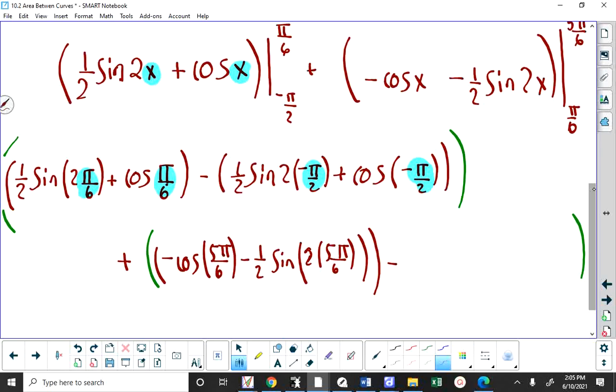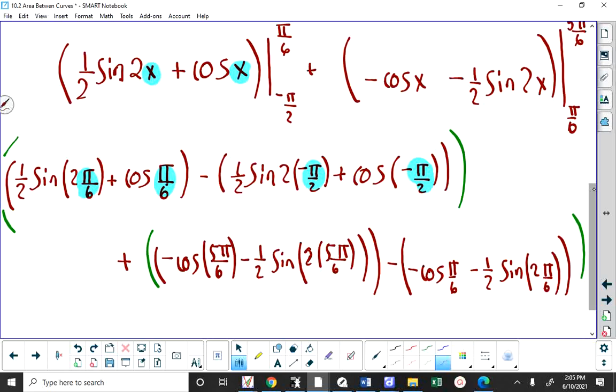I would say the biggest obstacle here to getting an answer, to being successful, is that you just need to try to be as organized and focused as possible. There's just so much going on here. So now I write the same thing, negative cos of the lower, which is pi over 6, minus 1/2 times sine of 2 times the lower, which is pi over 6.